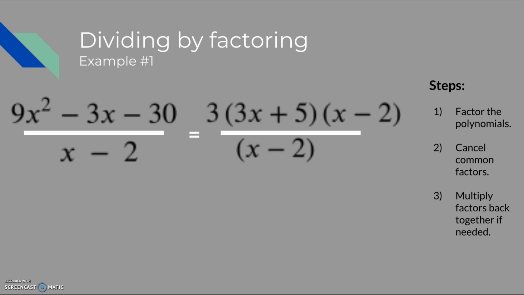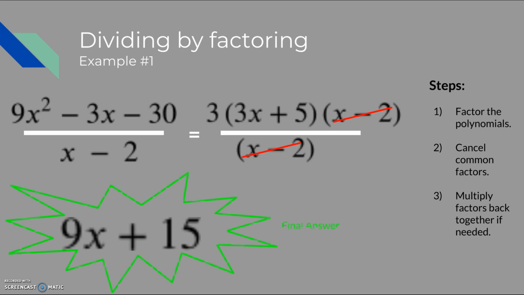Now notice before, I couldn't cancel my 30 and my 2 because I can't cancel if I have addition or subtraction in my numerator and denominator. But now I have everything grouped. Everything's being multiplied in the numerator and the denominator. Since I have an x minus 2 in both the numerator and denominator, I can cross those out. As long as I'm crossing out an entire factor, that's fine. Then as the directions say, multiply back together, and that gives you your final answer of 9x plus 15.